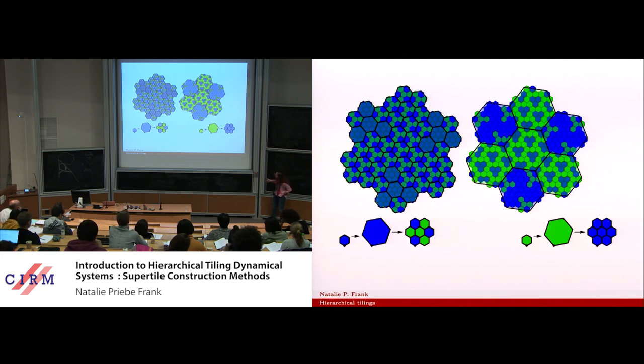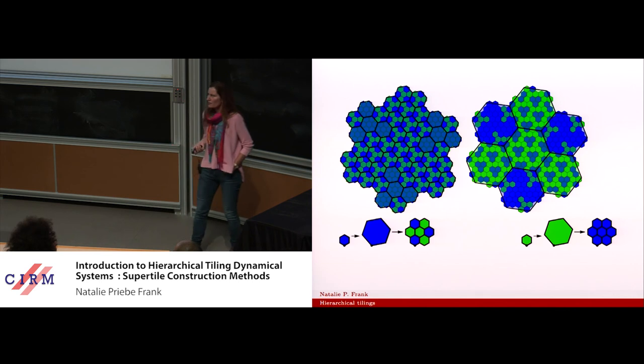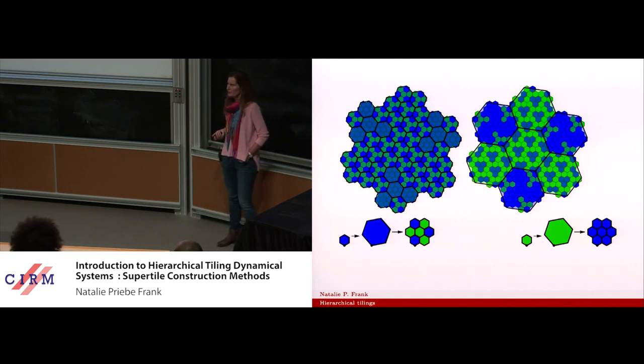The colors are hard to see, but these are all one supertile. So this would be T sub one. This would be the one supertiling, and then this would be the two supertiling, with the enlarged tiles is the supertiling. And this one, it's a little bit easier to see. You can see that this would have been a blue tile, and this would have been a green tile. Is this supertiling idea making sense?